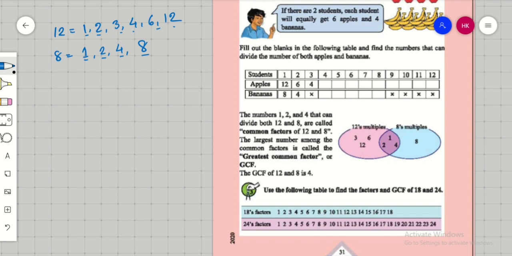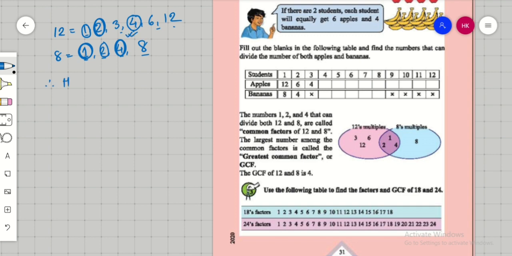So what is the greatest common factor? Common means the number lies in both 12 and 8. So here 4 and 4, 1 and 1, 2 and 2 are common. These are common factors. But what is the highest common factor? Among these 3 common numbers, only one is highest, that means 4.